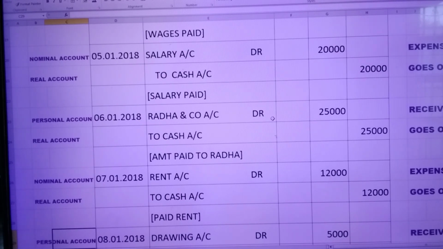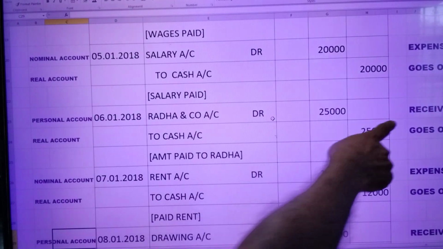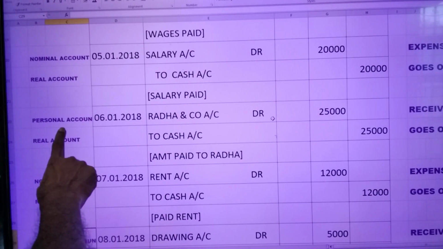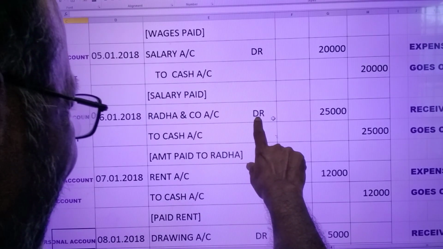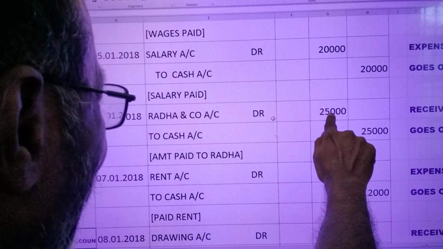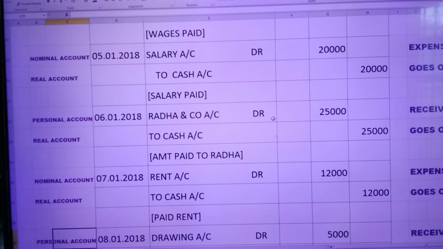Debit the receiver, credit the giver. Now it is receiver. That's why receiver. At the same time, personal account. So debit the receiver. Two confirmations are there. One is DR we are writing, another thing we are writing is 25,000. Okay. Now this is successfully posted.